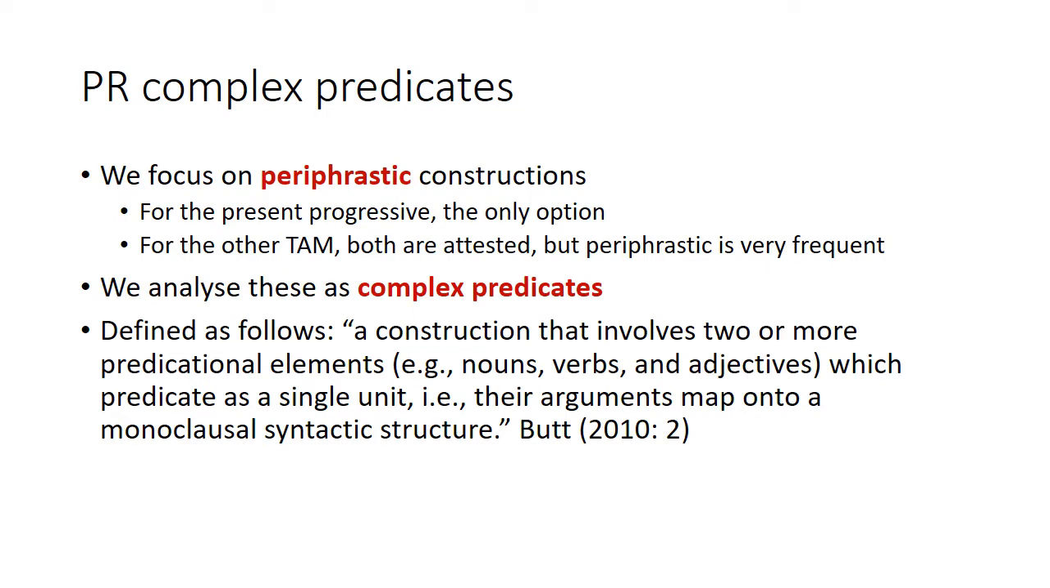We analyze these periphrastic constructions both in the present progressive as well as in the other tense aspect mood combinations. We analyze them as complex predicates. Now, we agree with the definition of complex predicates as being a construction that involves 2 or more predicational elements. These can include nouns, verbs, adjectives, and these 2 elements predicate as a single unit. That is, the arguments of these constructions map onto a monoclausal syntactic structure.